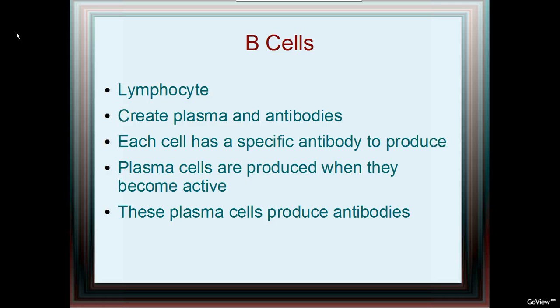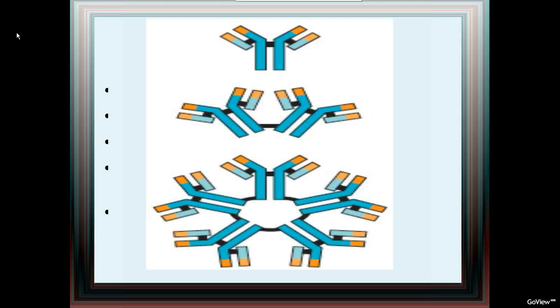Each B cell has a specific antibody that they are supposed to produce, and the way it all works is the B cells create the plasma, and once the plasma cells are produced, when they become active, these plasma cells then produce the antibodies to fight off infections. And here is a picture of a type of antibody. This is a structure of the immunoglobulin antibody.